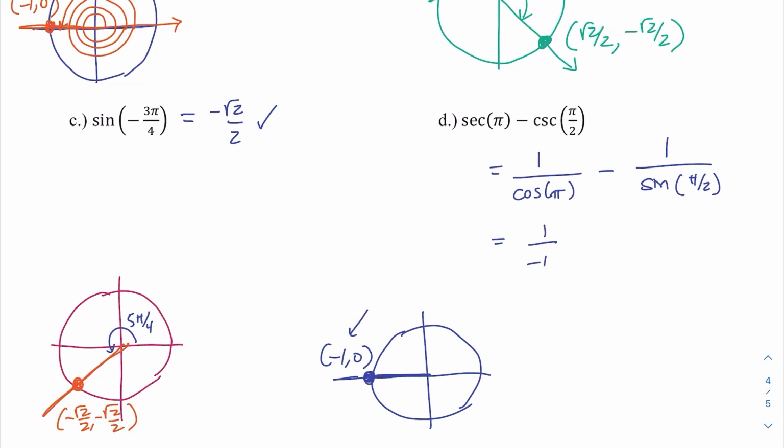So 1 over negative 1 minus 1 over, so what's sine of pi over 2? I can just use the same circle. Pi over 2 is here, so I care about this point, 0, 1. So this is just 1 over the y value 1. So now it just gives me a little bit to simplify. So I say, well, this is negative 1 minus 1, which is negative 2.